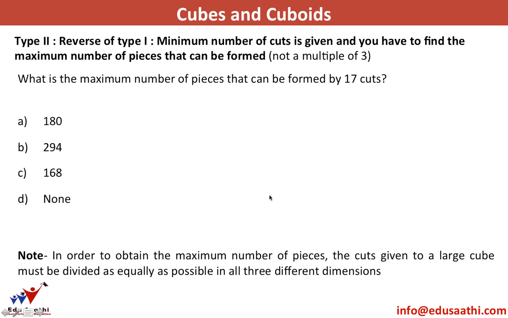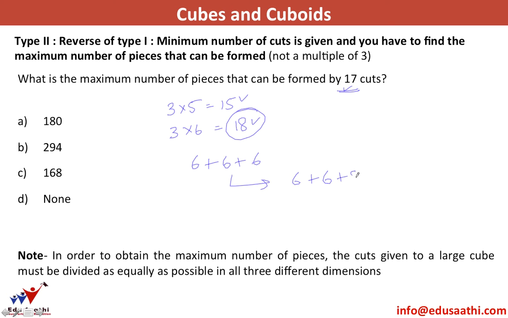Let's try another question. What is the maximum number of pieces that can be formed by 17 cuts? Again, what is the funda? You will find the nearest multiple of 3 to 17. I have 3 into 5, which is 15, and I have 3 into 6, which is 18. Now, 15 is 2 less than 17, whereas 18 is just 1 more than 17. So this is the nearest multiple. So what I have is 6 plus 6 plus 6 at least on the three different faces. Now, since I need 17, I can reduce any one of these to 5. So what will I get? I'll get 6 plus 6 plus 5.